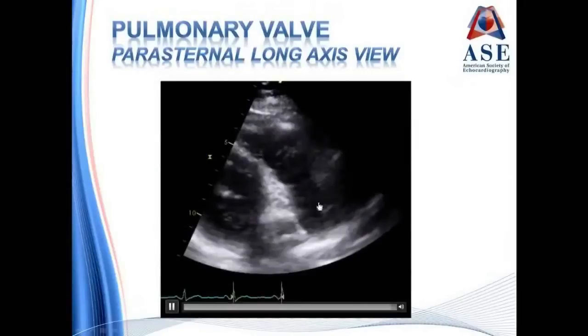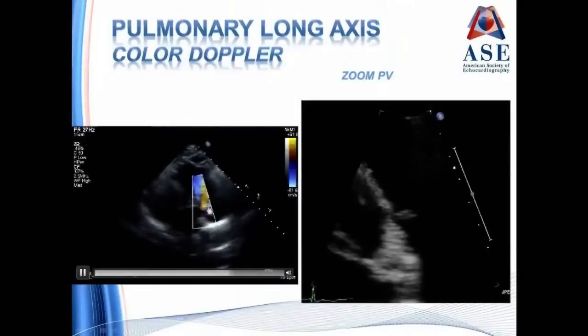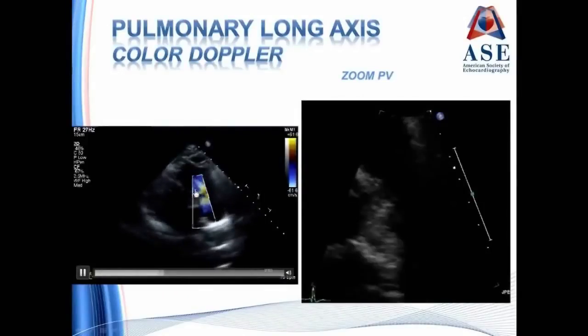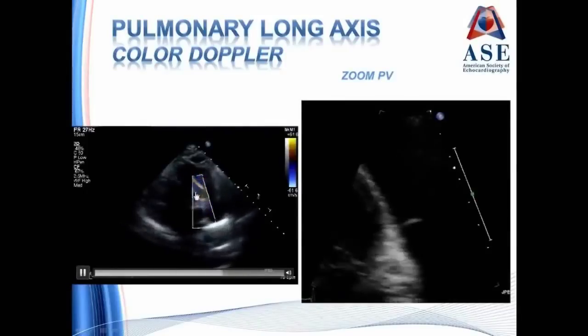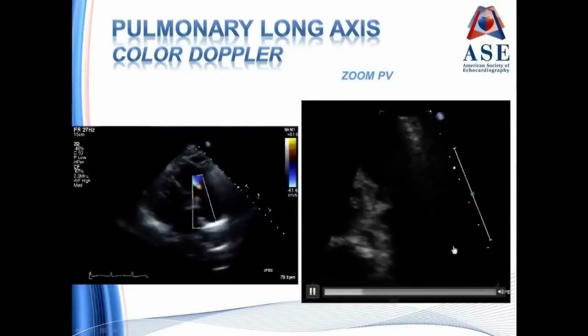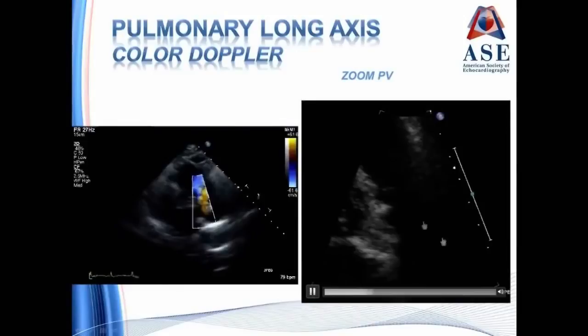And this is a view looking again in the same view. We can see in diastole this jet of pulmonic regurgitation, which is trivial and in fact seen in 80 to 90% of people. This is a zoom of the pulmonic valve, and again we see the motion of the valve opening in systole and closing in diastole.